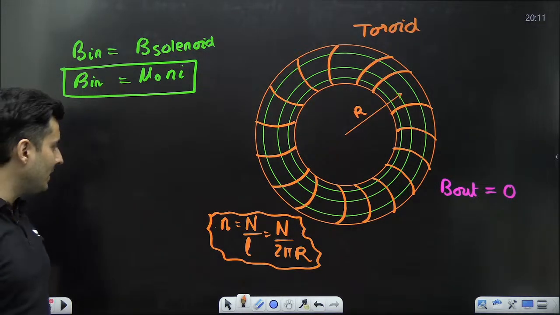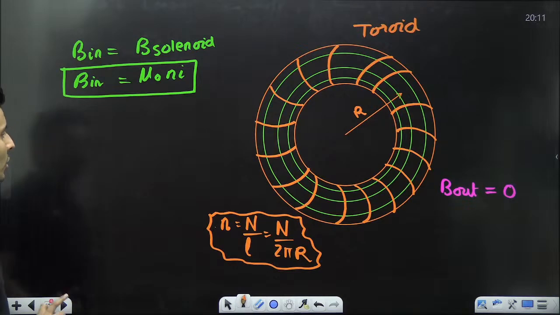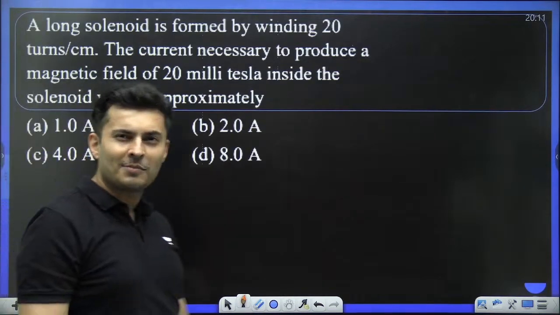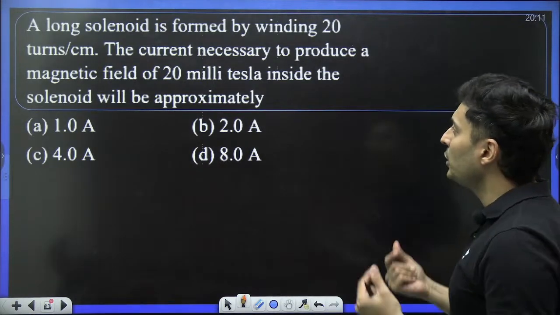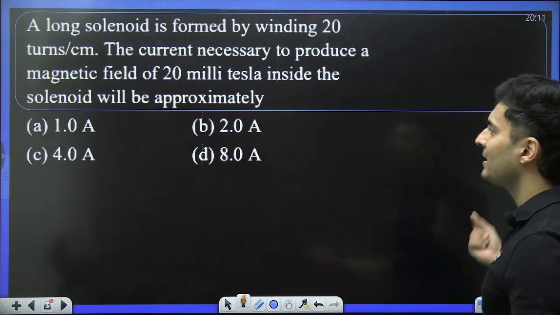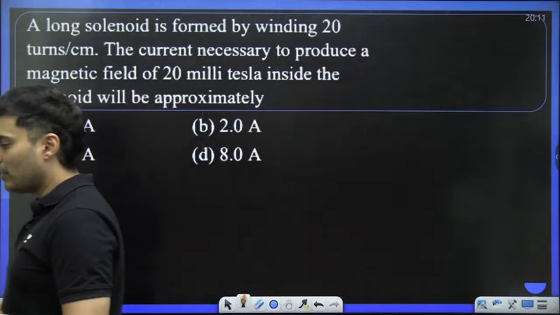Let's solve some questions now. So we have done solenoid, and we have seen how the field lines look like, and we have also seen how it looks like for a toroid. So let's have a look at some questions. Here is the first question. There is a solenoid with 20 turns per centimeter. Current necessary to produce a field of 20 millitesla will be approximately how much?